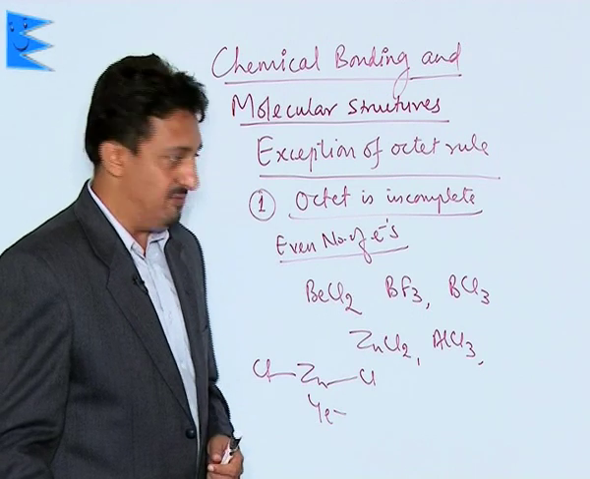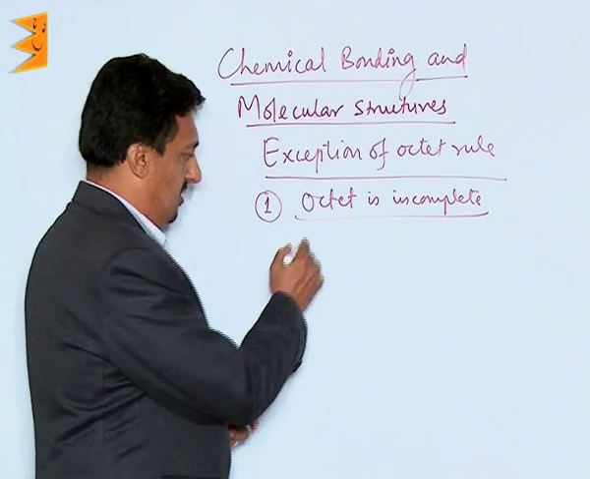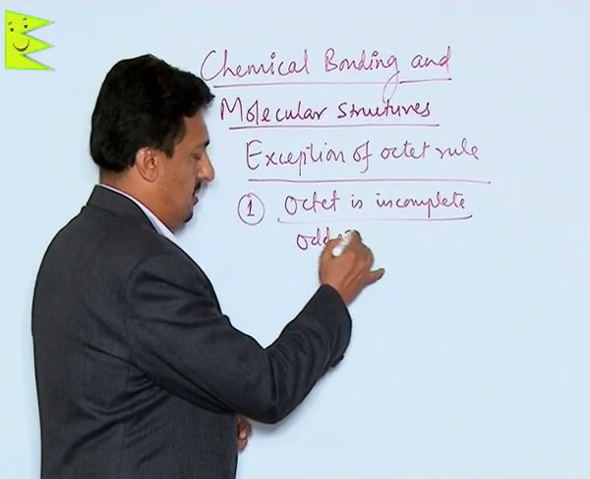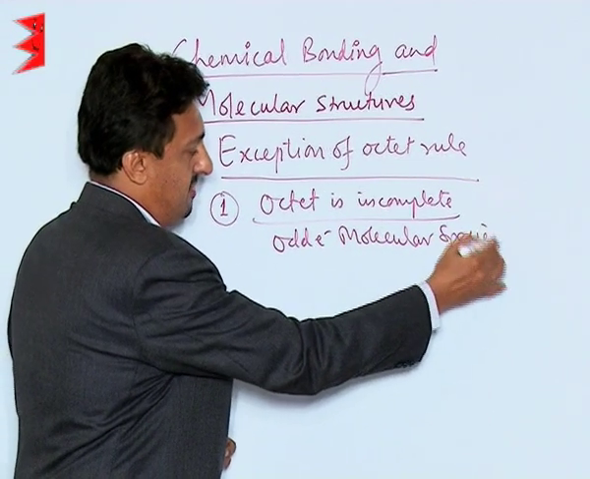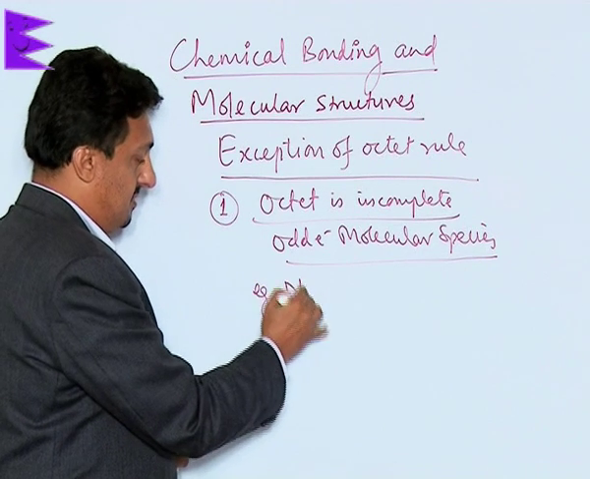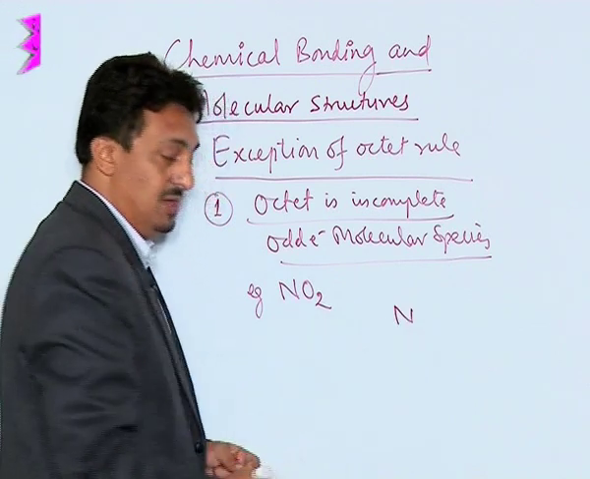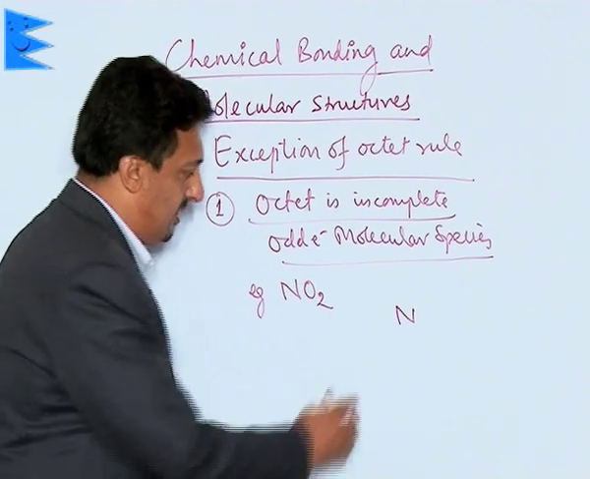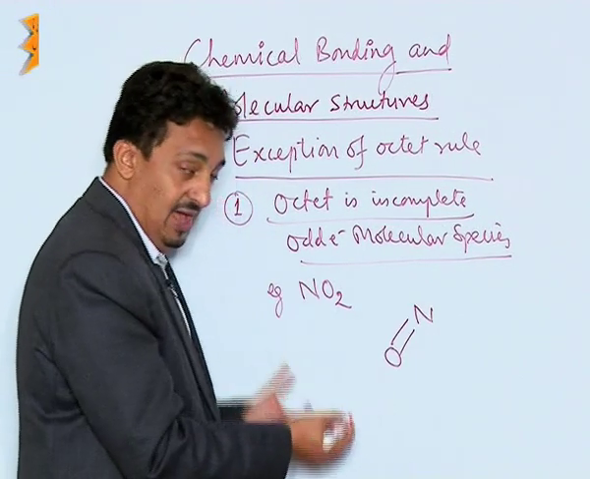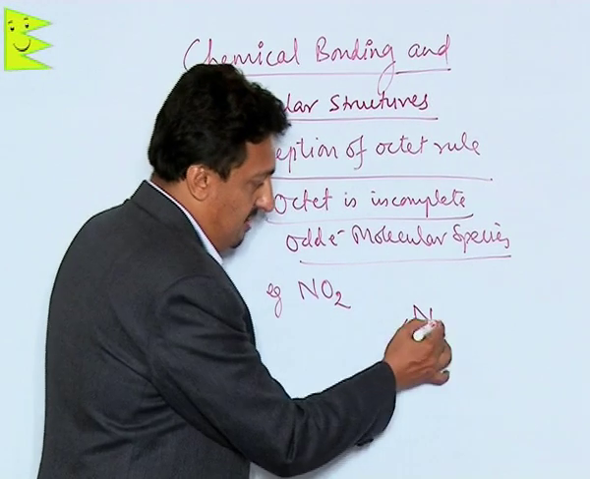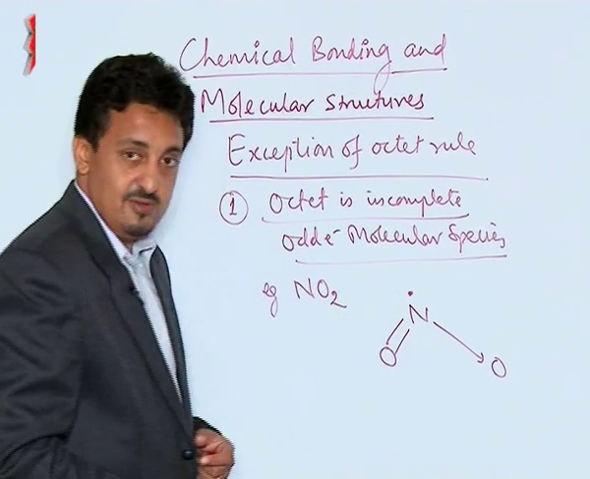Let us take now the example where we have odd number of electrons and the octet is incomplete. Odd electron molecular species. The examples are NO2, nitrogen dioxide. Nitrogen we know is having 5 valence electrons. Now out of these 5, 2 get engaged with 1 oxygen atom, and then we have to know this. It cannot extend its octet. One is forming a dative bond with another oxygen atom, and we are left with only 1 electron.